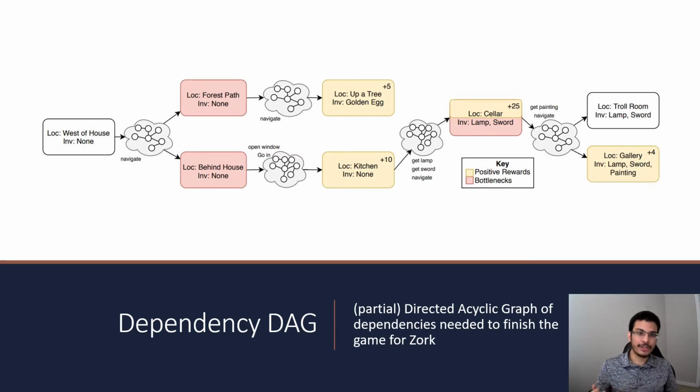Okay, so I said the magic word, I said structure, and so here's that structure. So text games are long puzzles or quests, like I said, and they can be represented as a directed acyclic graph of the dependencies that one needs to satisfy in order to finish the game. So what you're looking at here is such a dependency DAG for the game of Zork.